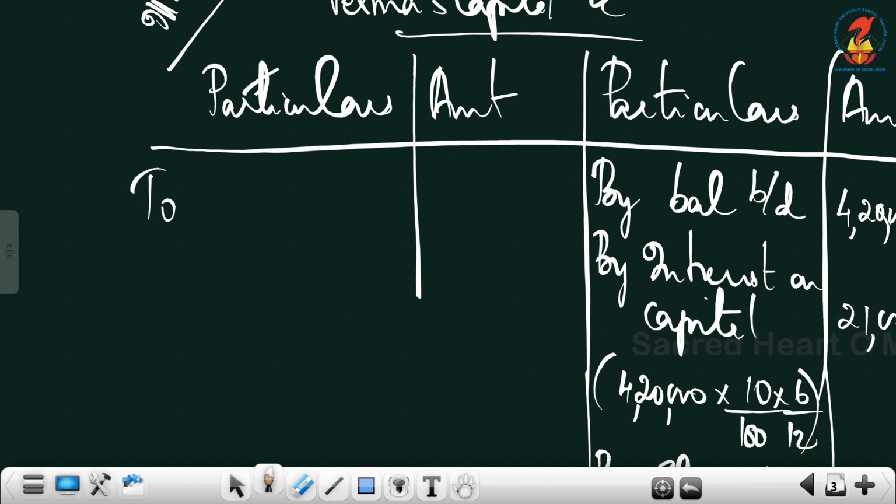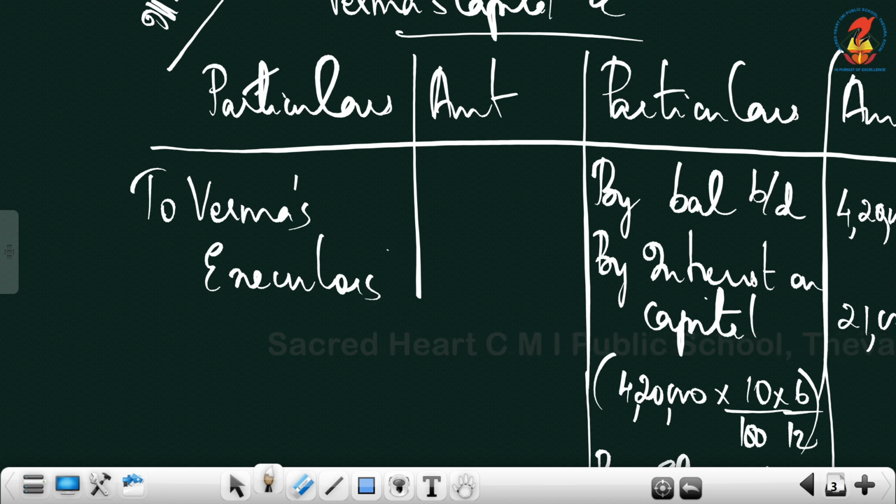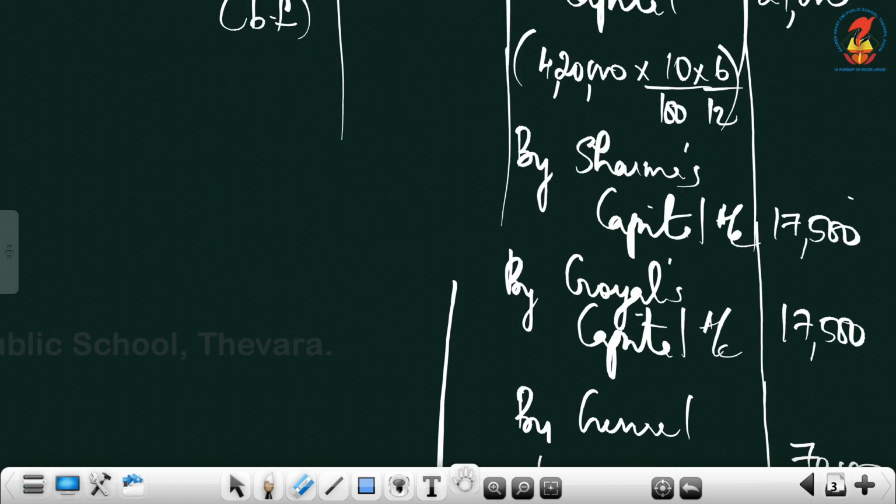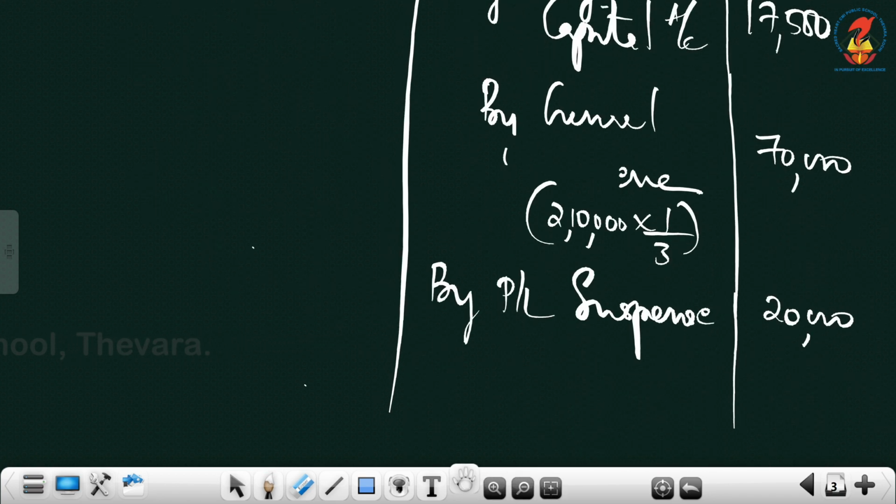The deceased partner's account balancing figure must be transferred to his executor. So, write to Varma's executor's account. This is the balancing figure. The amount is 5,66,000. Should we write interest and all in this partner's capital account?